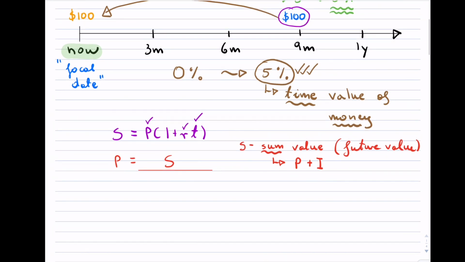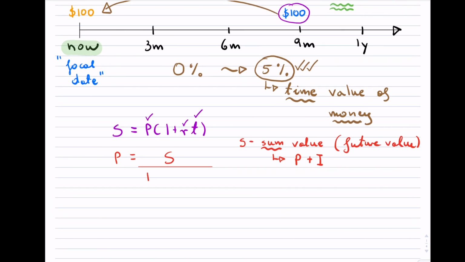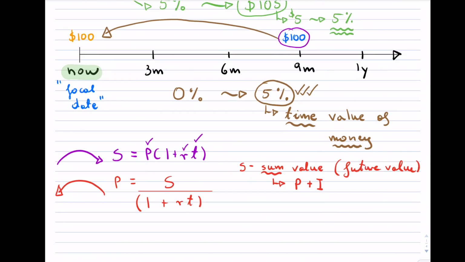And that means that our formula is going to be that. And this is when we bring money backwards, so our arrow goes back. And the one above is when we bring the money forward. So now here we're bringing money backwards, the $100.